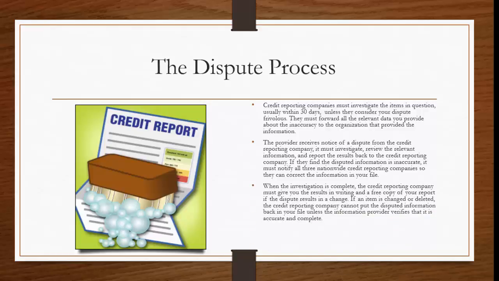When the investigation is complete, the credit reporting company must give you the results in writing and a free copy of your report if the dispute results in a change. If an item is changed or deleted, the credit reporting company cannot put the disputed information back in your file unless the information provided verifies that it is accurate and complete. Make sure to send your letter by certified mail, return receipt requested, so that you can document what the credit reporting company received. Keep your copies of your dispute letters and enclosures.